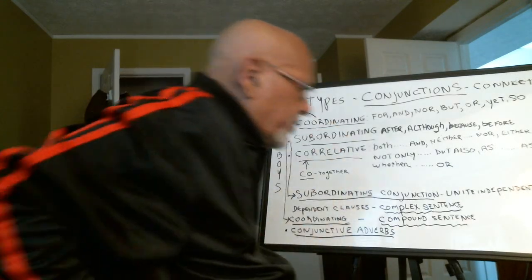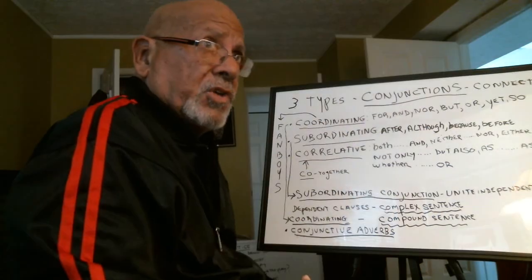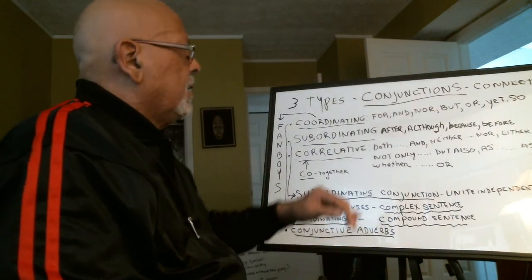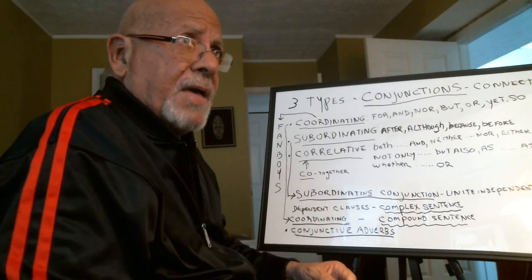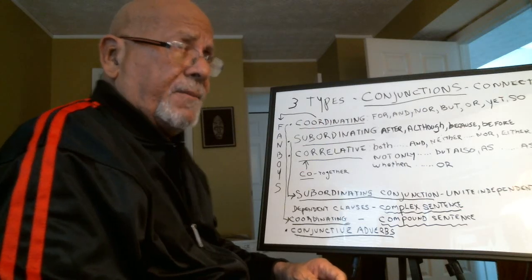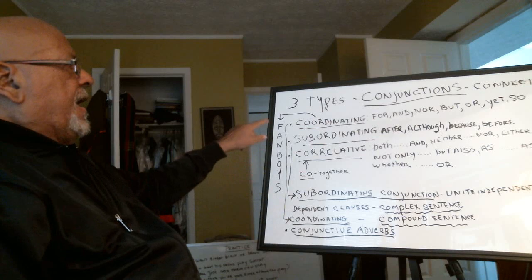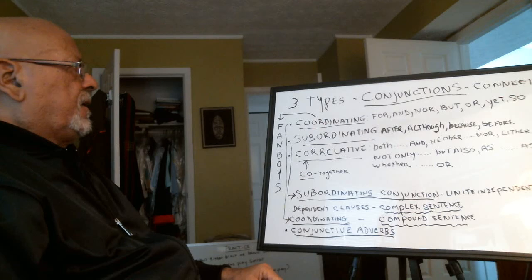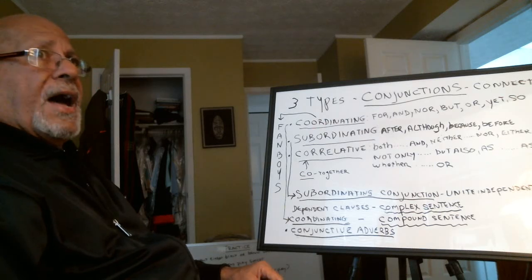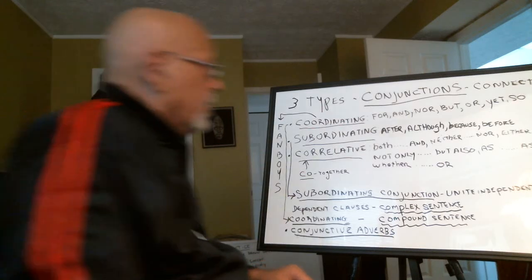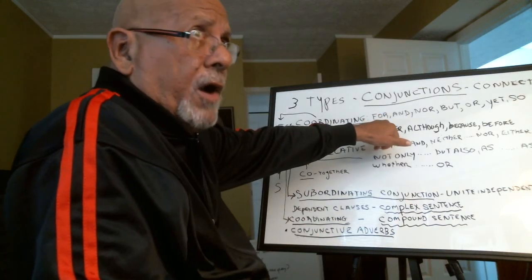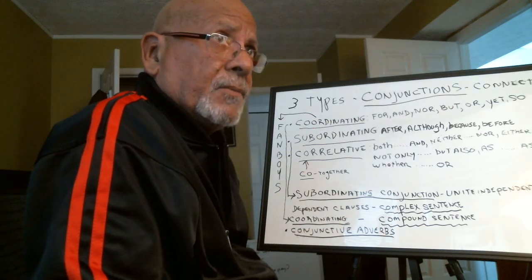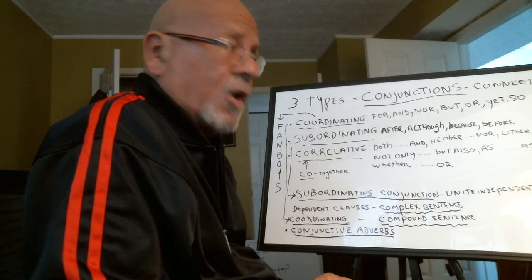Okay, so let's look at the coordinating conjunction. A good way to remember is by using the acronym FANBOYS. So that stands for for, and, nor, but, or, yet, so.